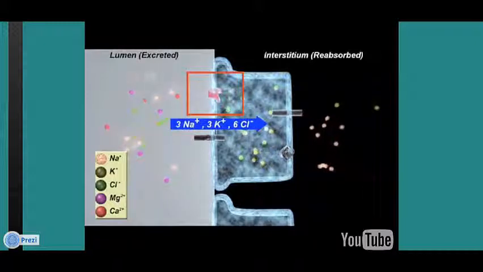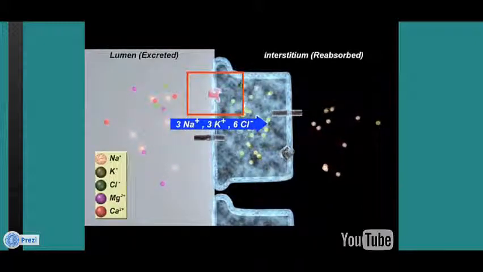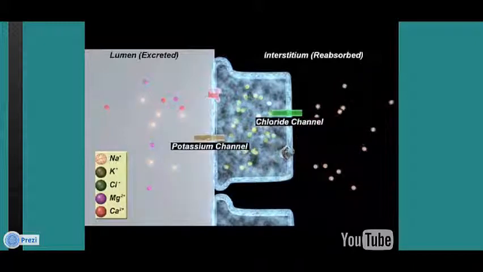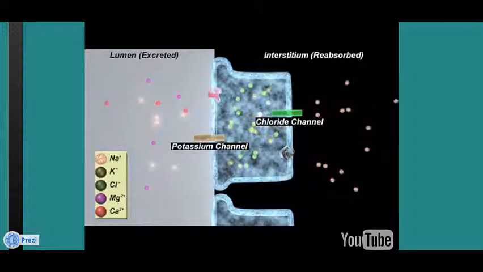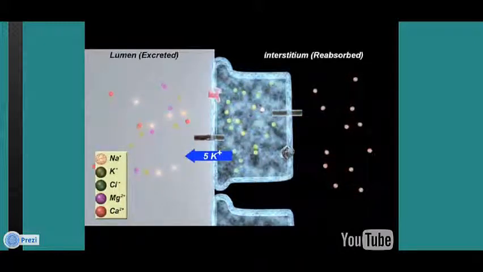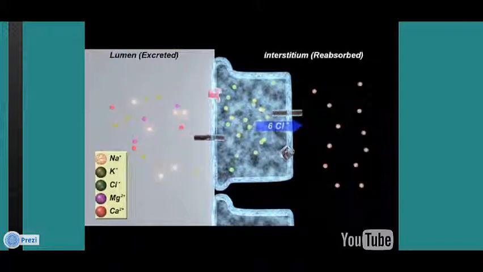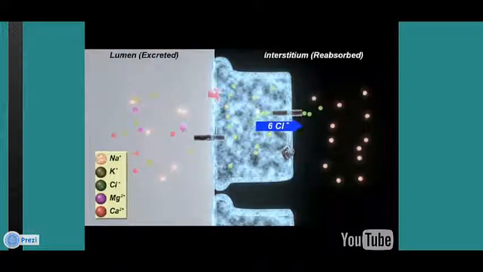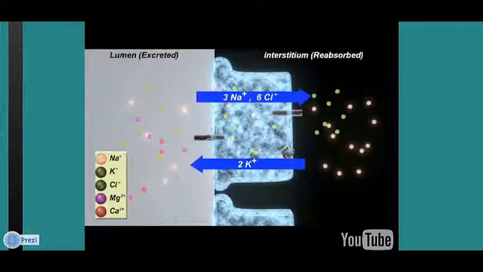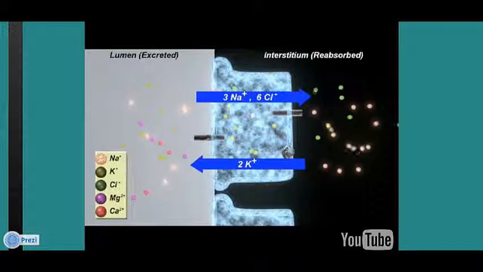This transporter moves 1 sodium, 1 potassium, and 2 chloride ions from the lumen into the wall of the nephron. The potassium and chloride ions move down their concentration gradients through their respective channels. The potassium returns to the lumen through a potassium channel. The chloride is removed to the interstitium through a chloride channel. The net result is the continuing transport of 3 sodium ions and 6 chloride ions from the luminal fluid into the interstitium. This sodium is reabsorbed into the circulation.